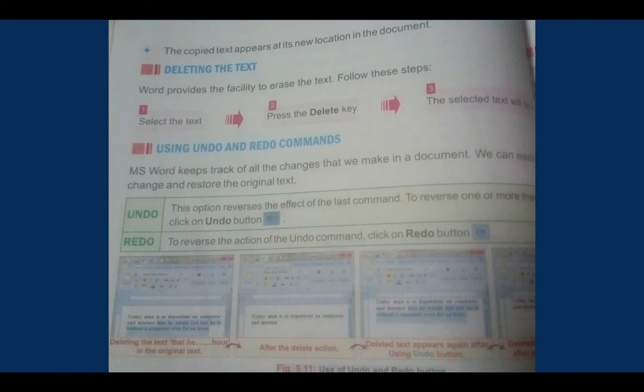Suppose you have done Control X of a word. You thought, oh, this is the wrong word I selected, and I have already cut it. If you have cut, that word is erased. So what can you do? Control Z, and that word will come back. Then you thought, oh, what I did was right, I wanted to erase that word. You can do Control Y, and it will again erase the word. So this is the way of undo and redo.